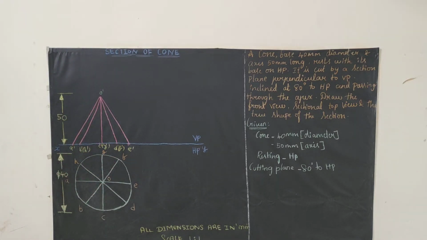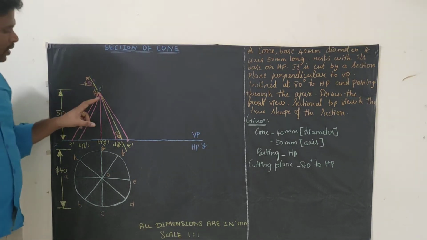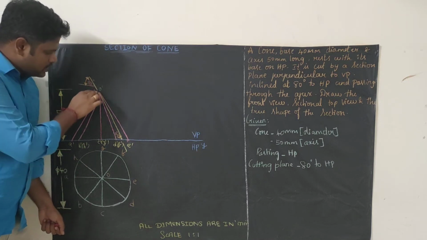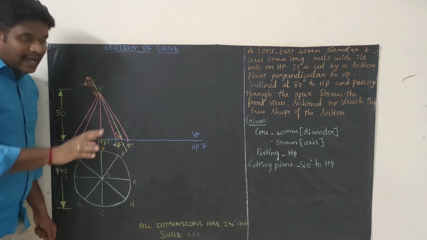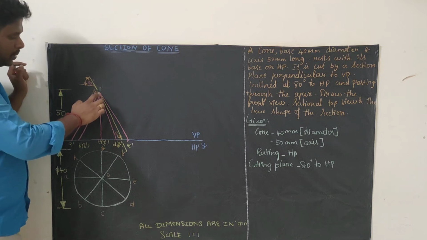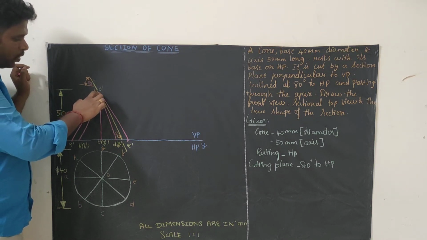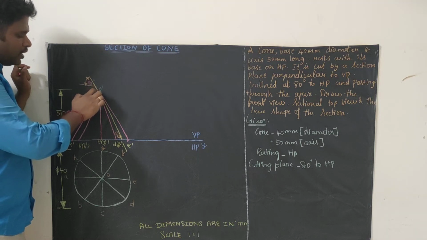Now I will explain how to draw the cutting plane. What they are telling is the cutting plane has to pass through the apex. This is the topmost point O dash. This is the apex. It has to pass through the apex and it is at 80 degrees. So what you need to do is, from this point draw a horizontal line, and keeping that line as a reference, for 80 degrees draw a line.